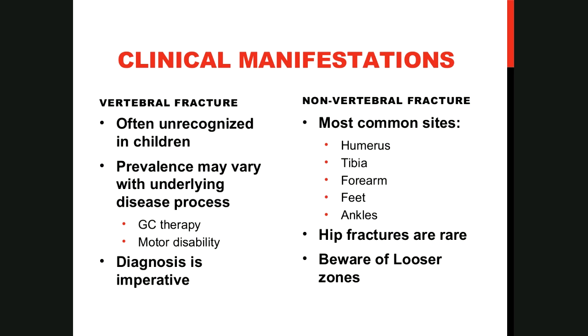So the clinical manifestations of osteoporosis in children are really fractures, and this can be either non-vertebral fractures or vertebral fractures. The most common sites for low trauma non-vertebral fractures would be the humerus, tibia, and the forearm. Hip fractures are very rare in children with osteoporosis. If they occur, then it's important to look for another underlying cause, which most commonly is a malignancy, but certainly a primary fibrous dysplasia of the hip could also be a cause. And then I think it's important, again, to be aware of those looser zones that we talked about earlier, which if present are indicative of osteomalacia rather than osteoporosis and should really prompt a workup for rickets.